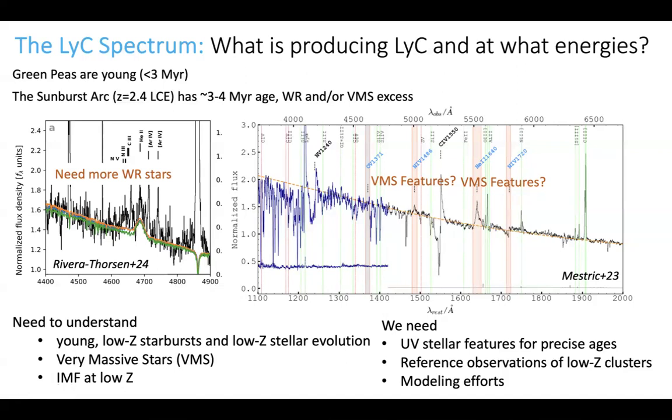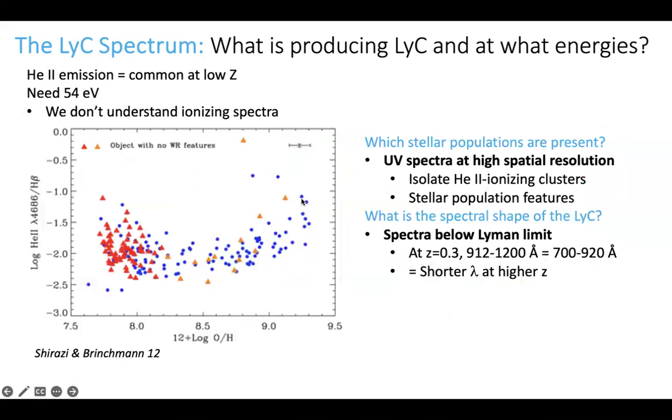And this also needs to be paired with modeling efforts to understand both the IMF and stellar predictions for stellar evolution. And just some evidence that we don't understand this well comes from helium-2 emission. This is showing metallicity and helium-2 4686 over H beta. And there seems to be an uptick where many low metallicity galaxies show this helium-2 emission feature. And that is still an unsolved mystery. We do not know how to get it in these galaxies.